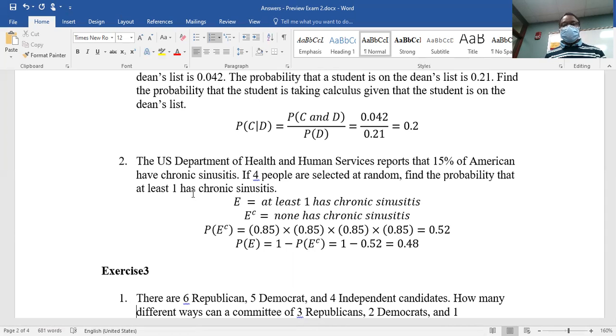So if we know that 15% of Americans have chronic sinusitis, the percentage of Americans without chronic sinusitis is 85%. So we are now going to find the probability that none has chronic sinusitis, which is 0.85 times 0.85 times 0.85, for how many people? 4. We do that 4 times, and we will get 0.52. Now the probability of E is 1 minus the probability of E complement, which is 1 minus 0.52, equals 0.48.